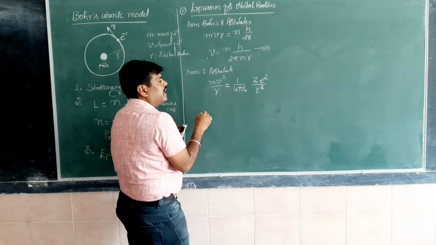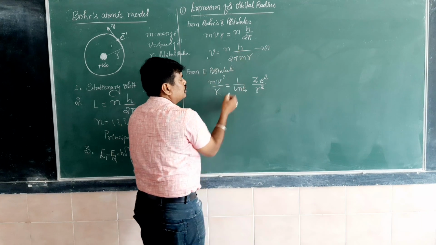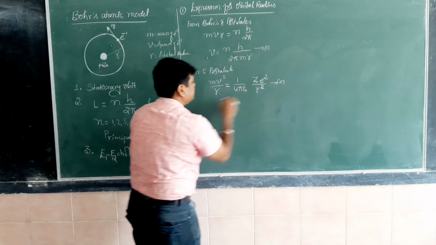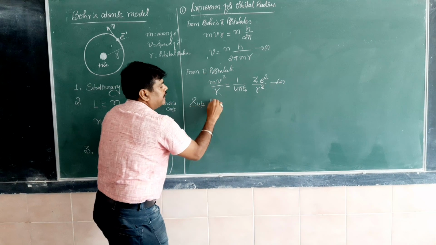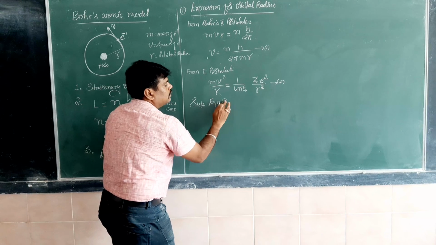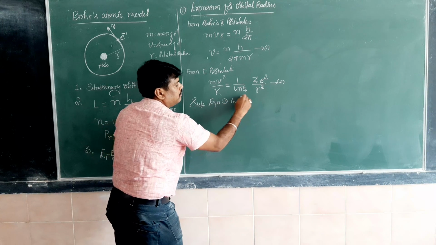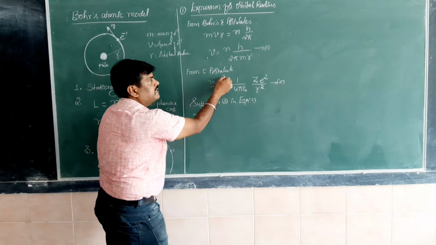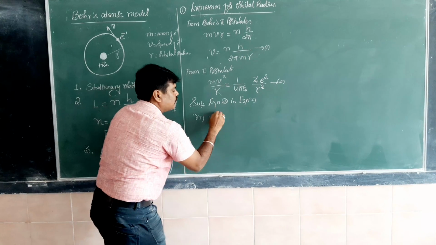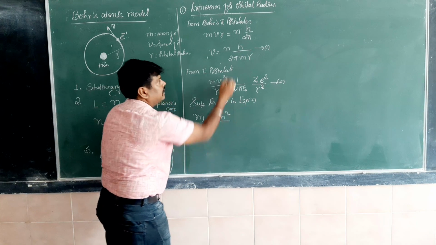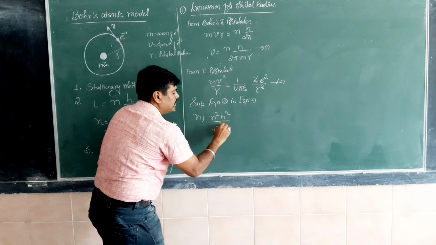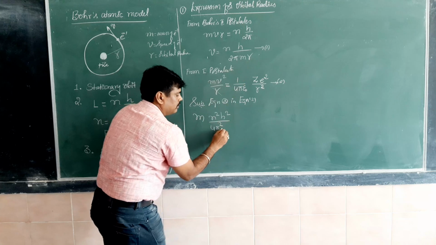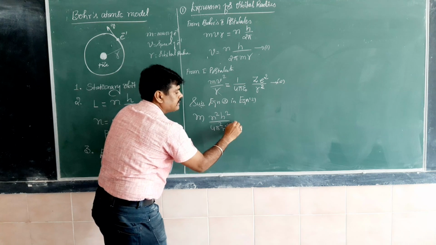In the next step, what am I going to do? I am going to substitute this here. So I will call this equation number 2. Substituting equation number 1 in equation number 2, we get m as it is, times v square. v square is the square of this term: n square h square divided by 4 pi square m square r square. 2 square is 4, that's why I have taken 4 here.